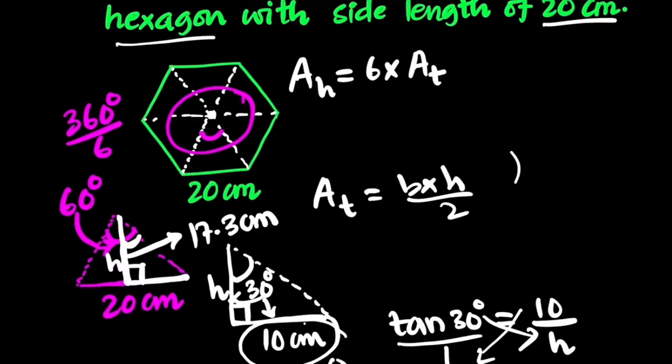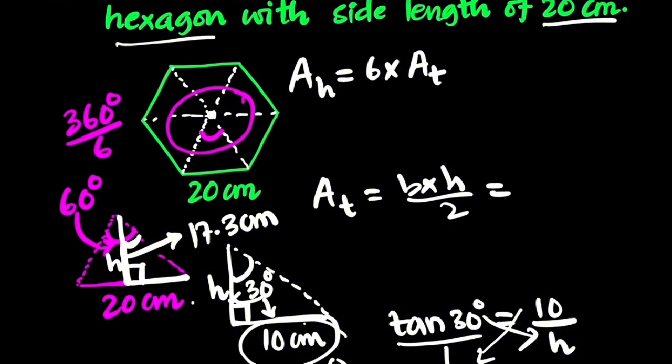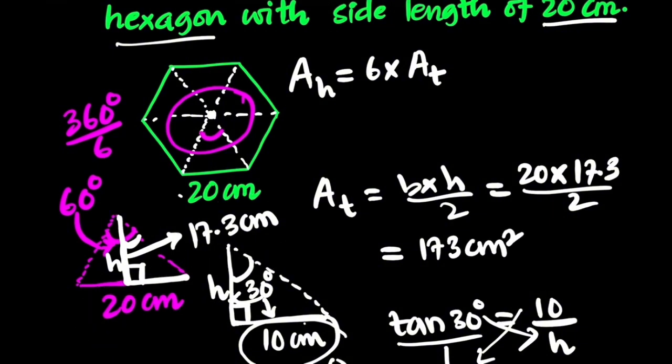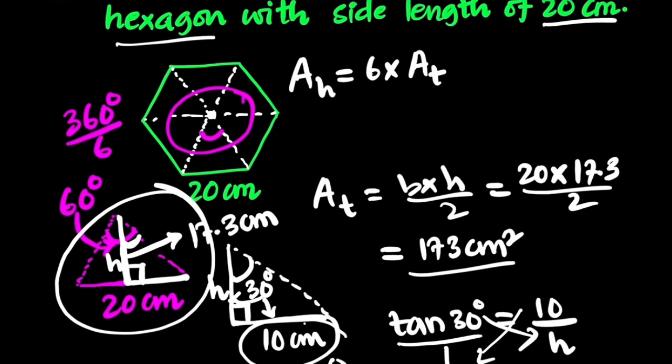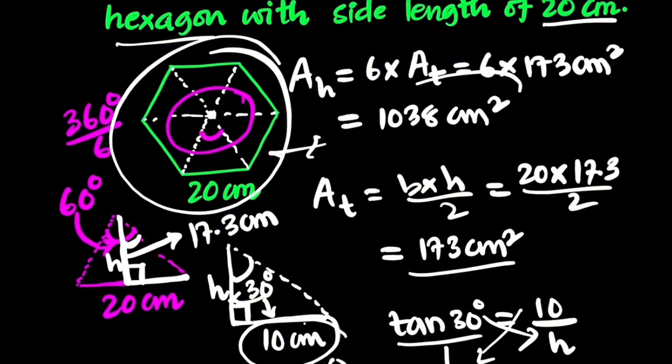We have found the height, so substitute in this formula to find the area of a triangle, which equals the base of this triangle, 20 centimeter, times height of this triangle, 17.3 centimeter, divided by 2, which equals 173 centimeters squared. So the area of each triangle is equal to 173 centimeters squared. So now the area of the hexagon will be 6 times 173 centimeters squared, which gives us 1038 centimeters squared. So the area of this hexagon is 1038 centimeters squared.